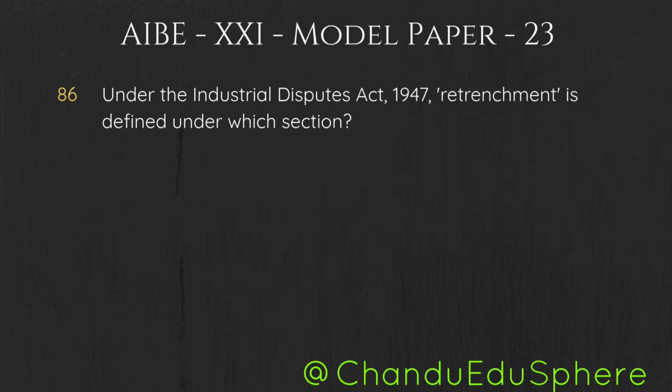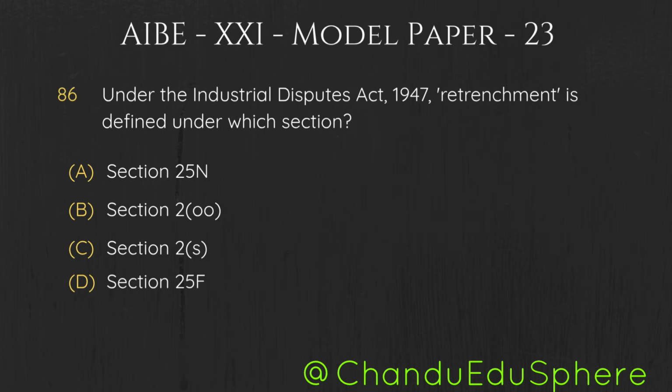Under the Industrial Disputes Act 1947, retrenchment is defined under which section? Section 2(oo) of the Industrial Disputes Act 1947 defines retrenchment as the termination by the employer of the services of a workman for any reason whatsoever, otherwise than as punishment by way of disciplinary action, with carved out exceptions.